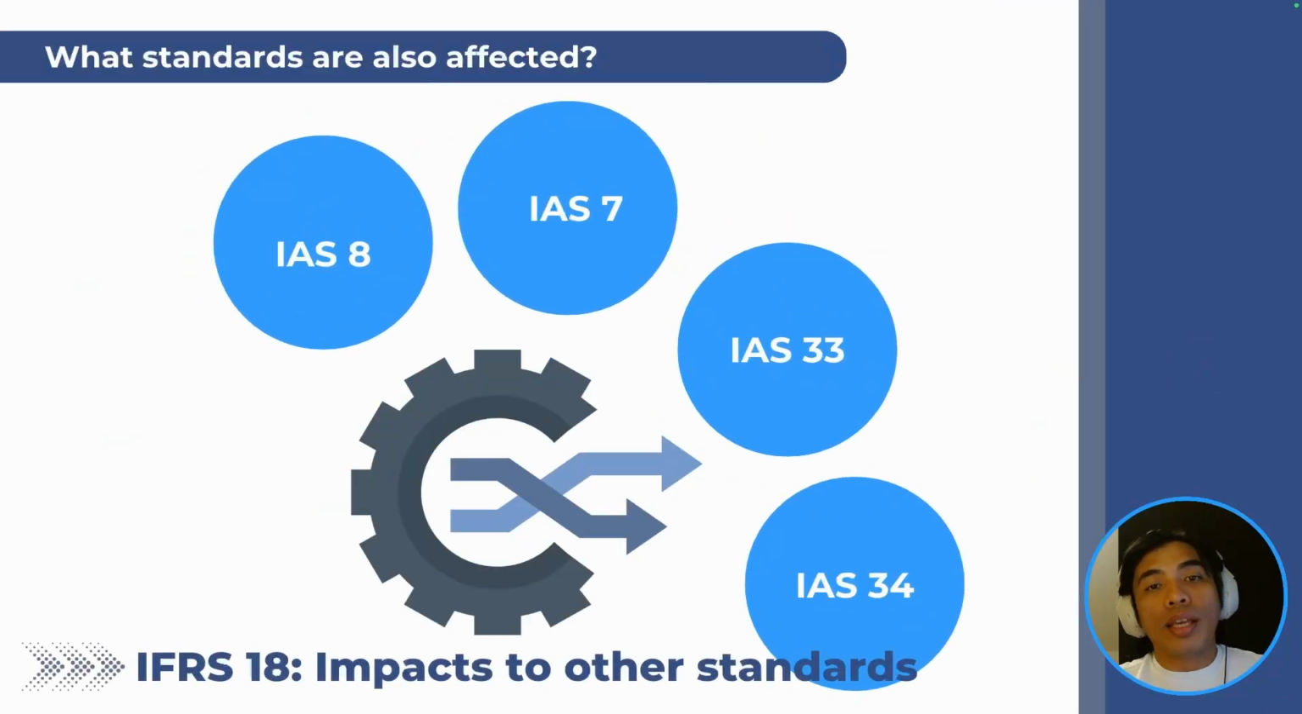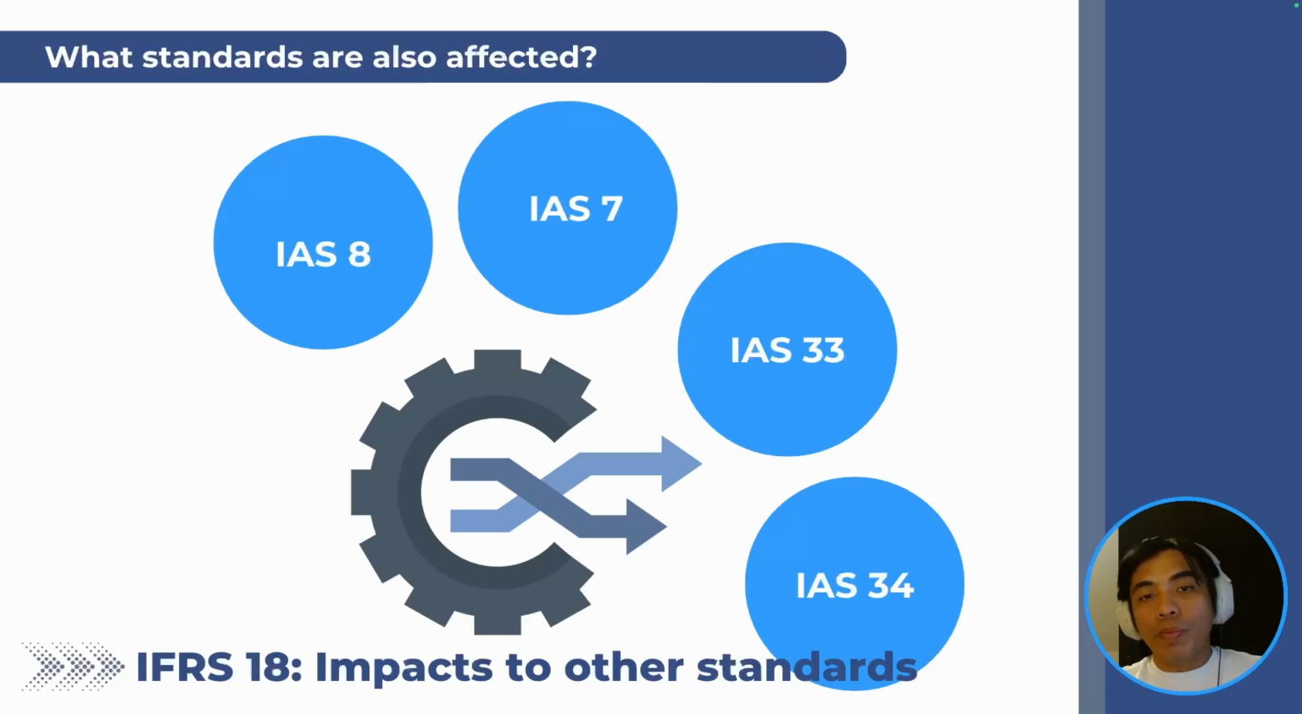Today we are looking at how IFRS 18 sends ripple effects across 4 other IFRS accounting standards. We have IAS 8, IAS 7, IAS 33, and IAS 34. These changes are not just editorial, or not just minor. They affect disclosure structures and how companies communicate performance.